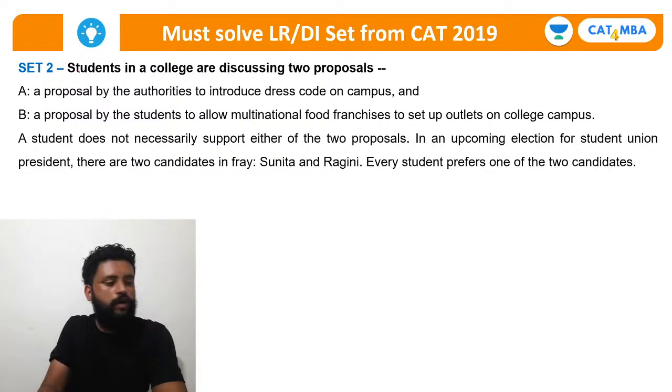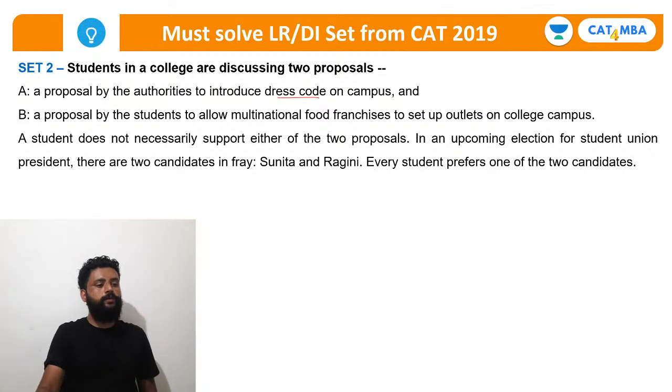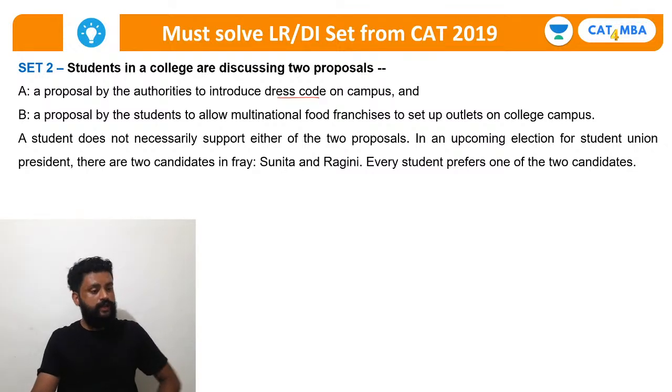So this is the set about the students in a college discussing 2 proposals. So first proposal क्या है, guys? A proposal by the authorities to introduce a dress code on campus. Okay, so एक dress code के लिए एक proposal है. Then a proposal by the students to allow multinational food franchises to set up outlets on the college campus. Okay, so you can just call it A and B.